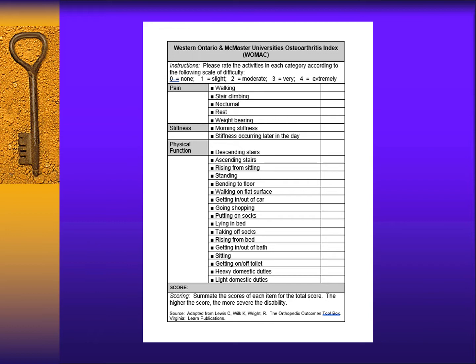And so here's what the WOMAC looks like. As I mentioned, there are 3 domains to this particular instrument that relate to pain, stiffness, and physical function. Again, it's an instrument that you give your patients, have them complete it, and you can come up with that score that'll give you some understanding of how they're functioning at baseline.